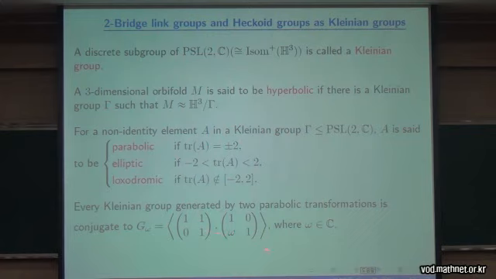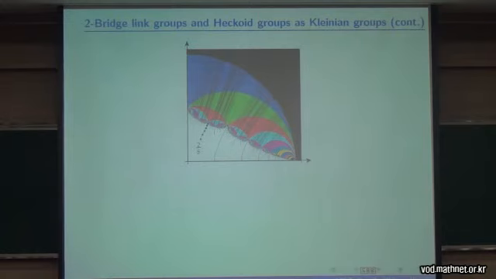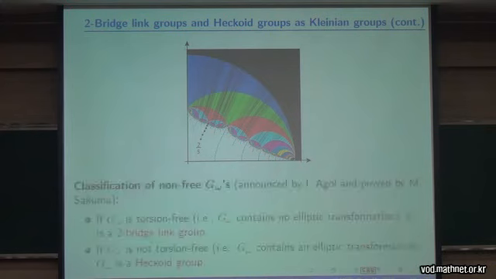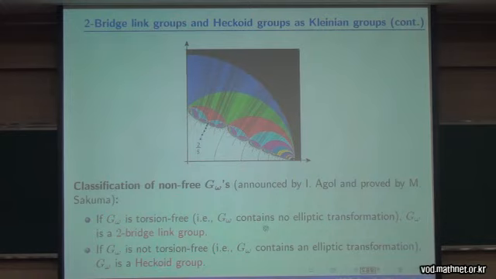We want to see for which omega G sub omega is a free group. There is a good answer for that question. If the complex number omega belongs to this colored region of the complex plane, then the corresponding G sub omega becomes a free group. But we are interested in non-free G sub omega. A complete classification of non-free G sub omega was announced by Ago and proved by Sakuma as follows. If G sub omega is torsion-free, then it is a two-bridge link group. If it is not torsion-free, then it is a Hecoid group. Which means that every non-free G sub omega is either a two-bridge link group or a Hecoid group.